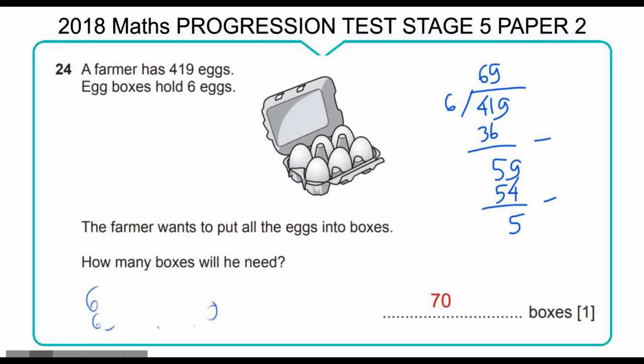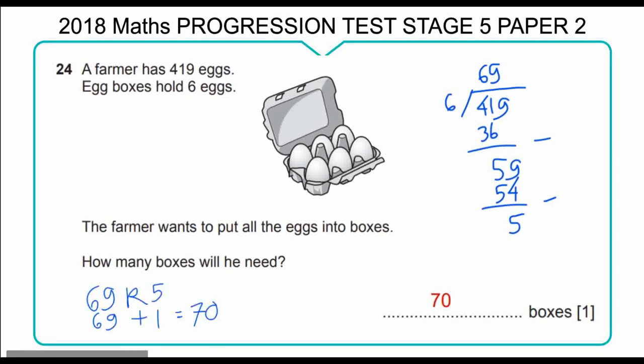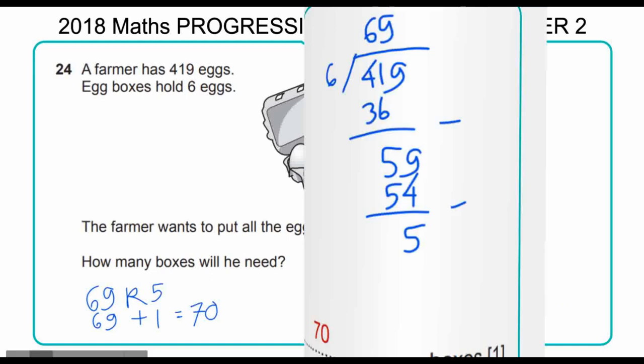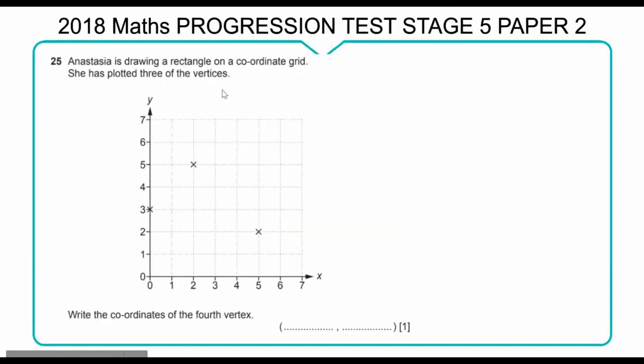Next. So we have 69 remainder of 5, so 69 plus 1 is 70. This will be our answer. Next, 25. Anastasia is drawing a rectangle on a coordinate grid. She has plotted 3 of the vertices. Write the coordinates of the fourth vertex.